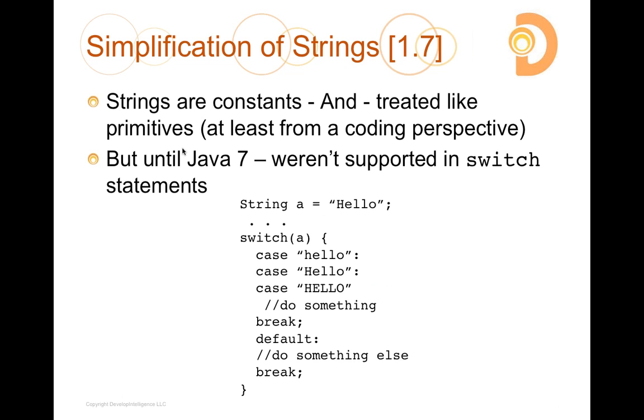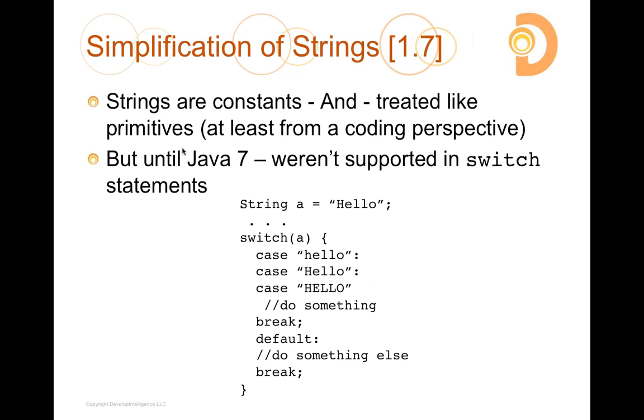And the party line that Sun carried for a long time was that because strings are references, there's no way that you could use them in a switch statement. Well, it turns out in PHP and some of the other languages, strings are implemented as references as well, and they work in switches. So in 1.7, Oracle finally caved and said, yes, you're right, developer community, we should be able to switch on a string. So here's a real basic example.